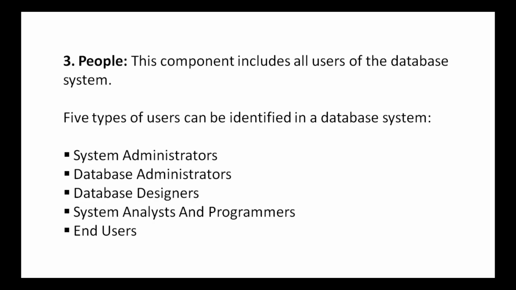Next important component is people. In the above diagram we have seen many types of users. Those are known as people. This includes all the users of the database system. On the basis of primary job functions, we have identified 5 types of users in the database system: system administrators, database administrators and database designers, system analysts and programmers, and end users. Each user performs unique and complementary functions.